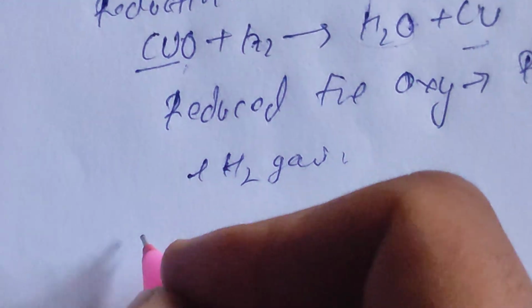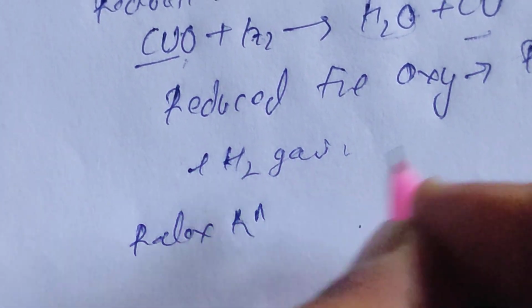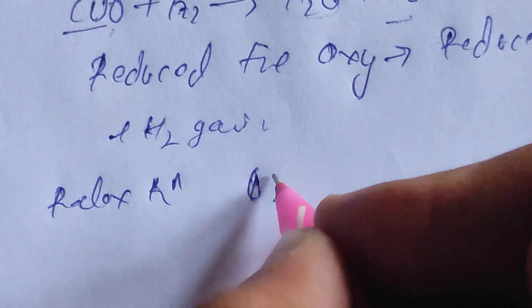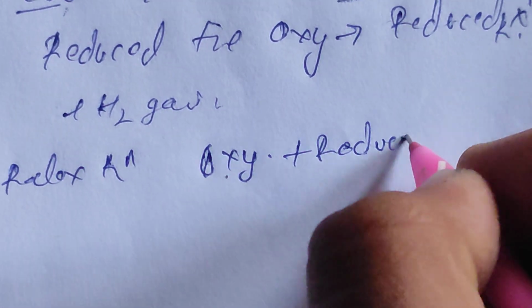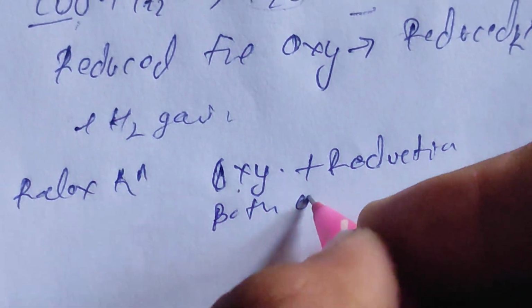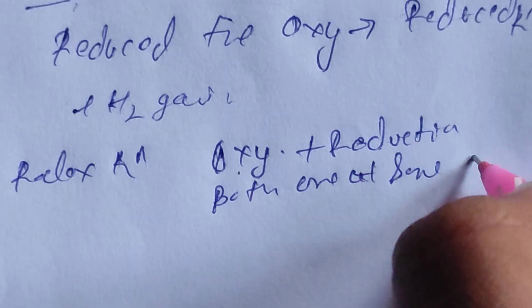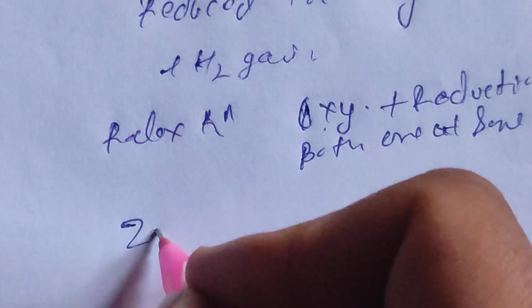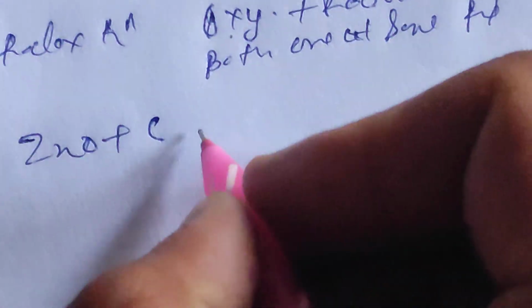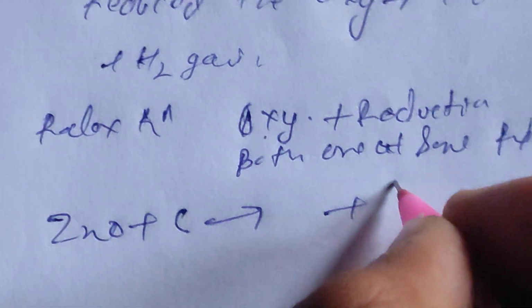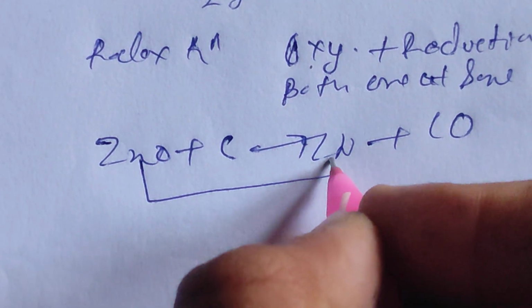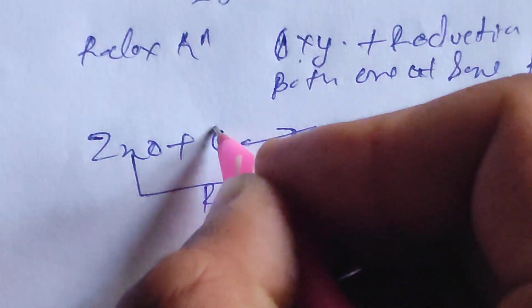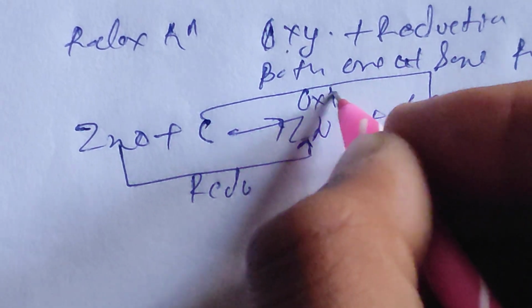And let's talk about the redox reaction. When we talk about a redox reaction, it means oxidation plus reduction, both are in the same reaction, and it's called a redox reaction. For example, I take the case of ZnO plus carbon, and then we say that the carbon gets oxygen and Zn is reduced. So in this case the ZnO loses the oxygen, so it is reduction, and the carbon gains the oxygen, so it becomes oxidation.